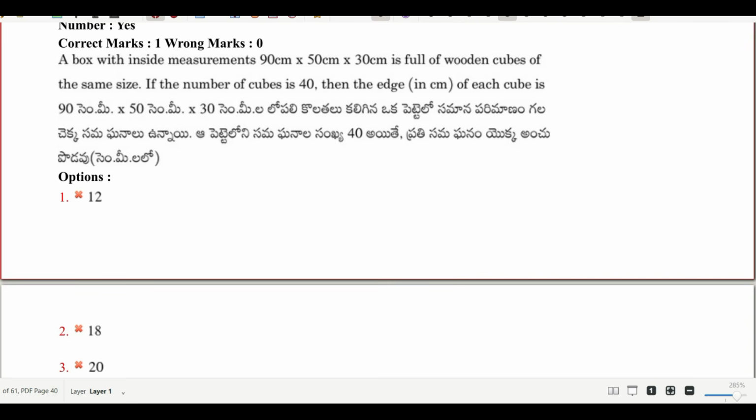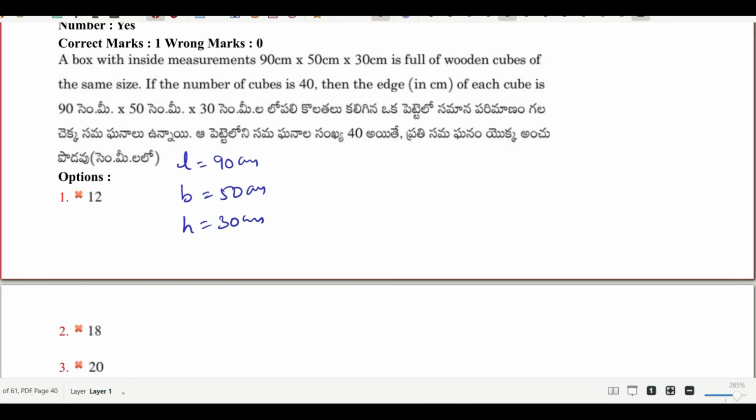Okay, a wooden cuboid is given whose length, breadth, and height are given. The length of the wooden cuboid is given as 90 centimeters, breadth is given as 50, and height is given as 30 centimeters, and this box is filled with cubes. How many cubes is it filled with? It is filled with 40 cubes.